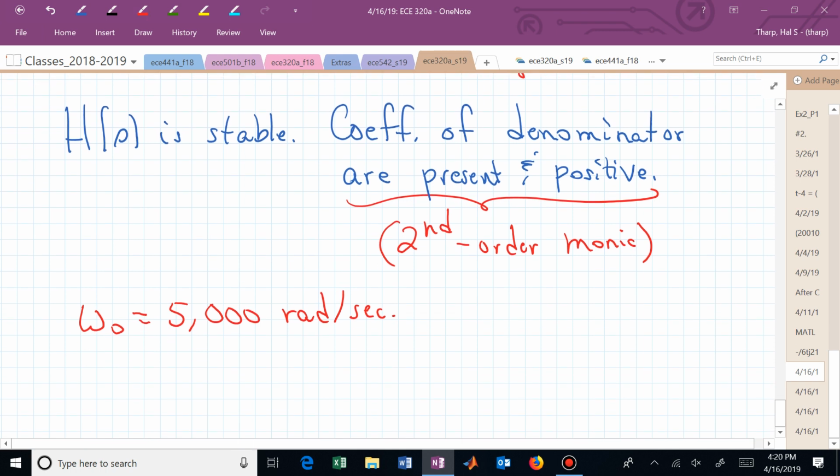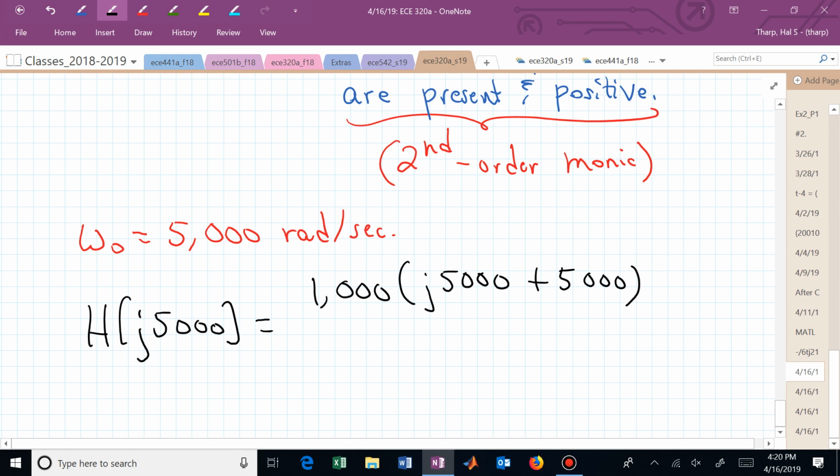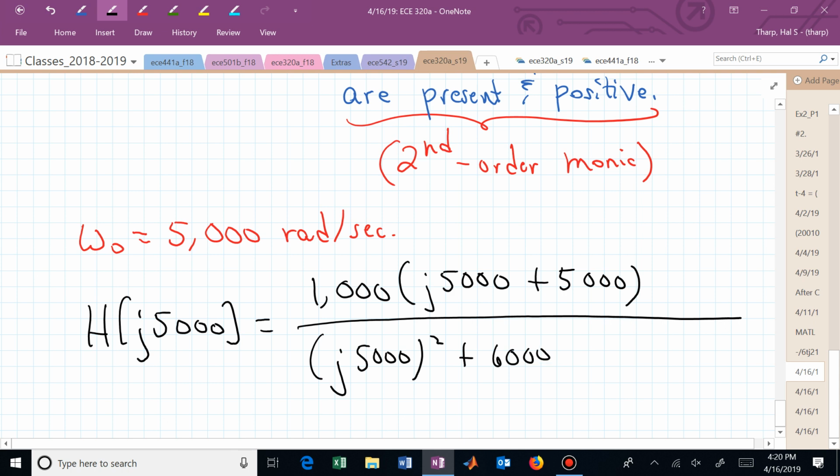Once you have the transfer function with all of its poles in the left half plane, it's stable. You know the input is shaking at 5,000 radians per second. You can now calculate H(j5000). And in our case, we had a transfer function of 1,000 s, so there's the j5000 plus 5,000, all over s squared plus 6,000 s plus the constant, 25 times 10 to the 6th.